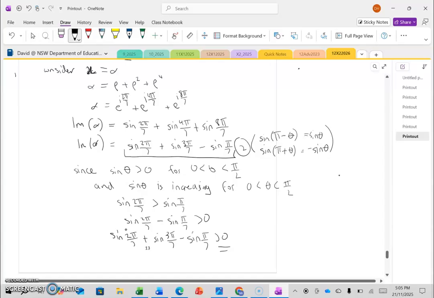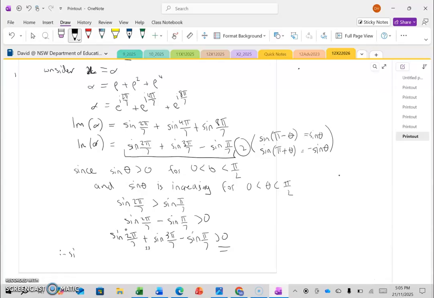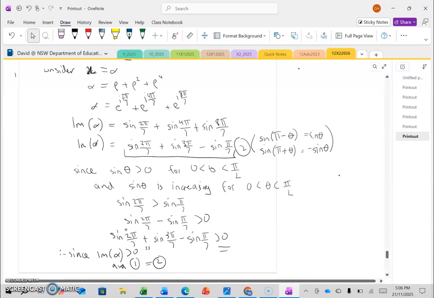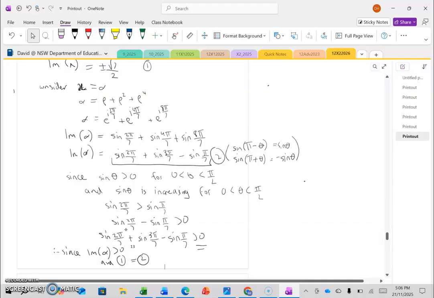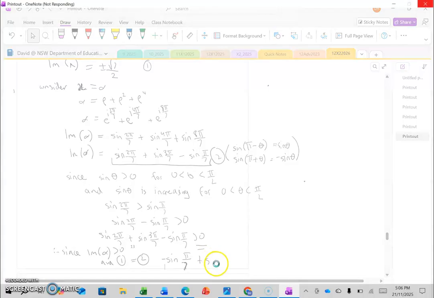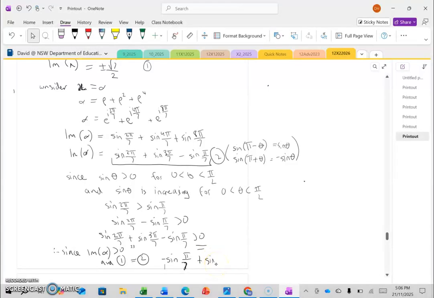Okay, therefore since the imaginary part of alpha is greater than 0 and 1 equals 2, we have the result. Just equating 1 and 2, we get the result that we were after. That's negative sine pi on 7 plus sine 2 pi on 7 plus sine 3 pi on 7 equals root 7 on 2 as required. Alright, there you go.